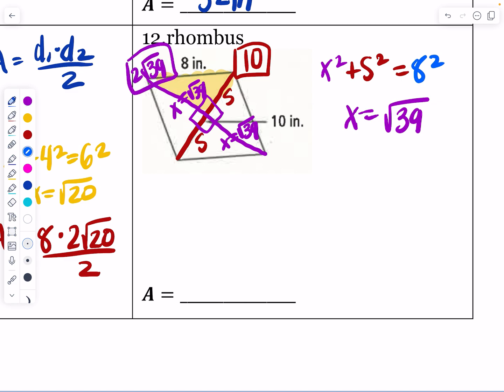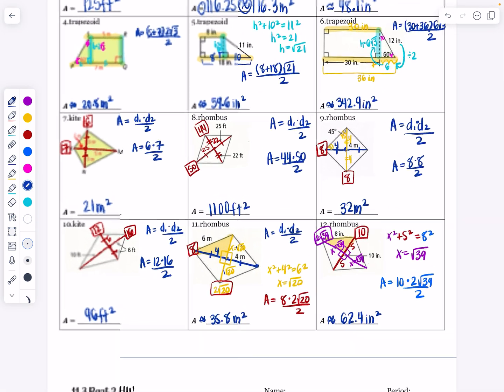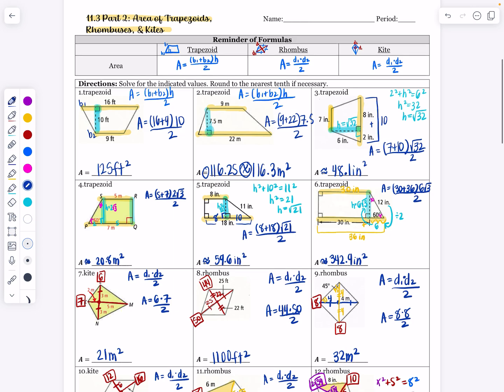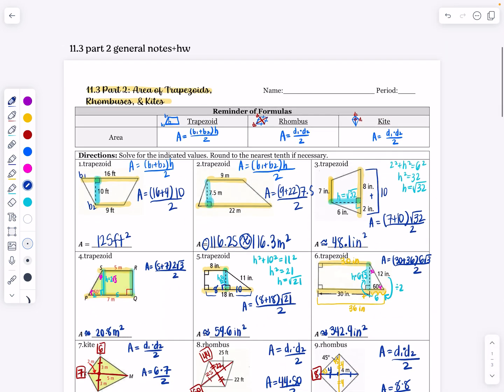So when I go to plug this into my formula, area equals D1 times D2 divided by 2. That's going to be 10 times 2 root 39 divided by 2, which should give me my area. And so when I do 10 times 2 root 39, I get 124.8996. I'm going to divide that by 2, round at the very end, and I get an area of about 62.4 inches squared. So that's all of our problems on trapezoids, rhombi, and kites, and we have our practices on the back, and we will check those tomorrow.